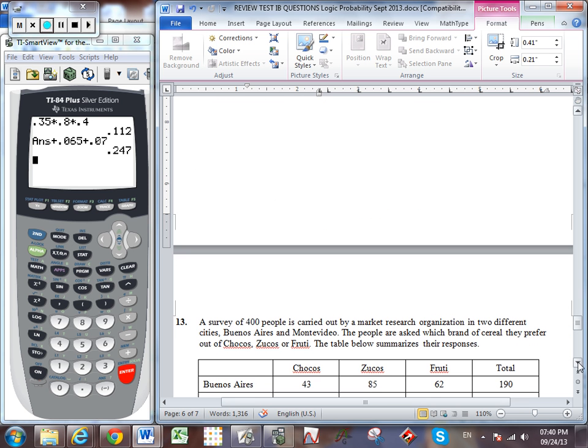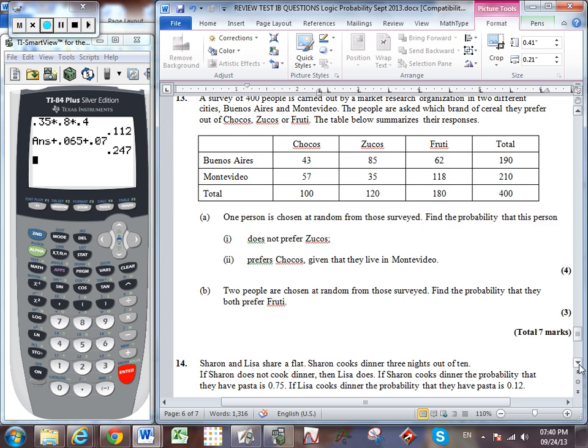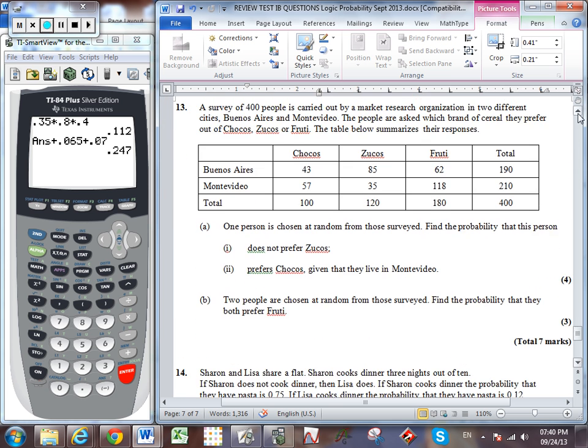Number 13. Survey of 400 people. There's the table summarizing the results. One person is chosen at random from those surveyed. So we're looking at the 400 people that were surveyed. Find the probability that this person does not prefer Zoochos.